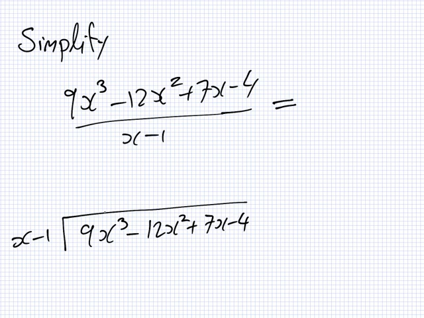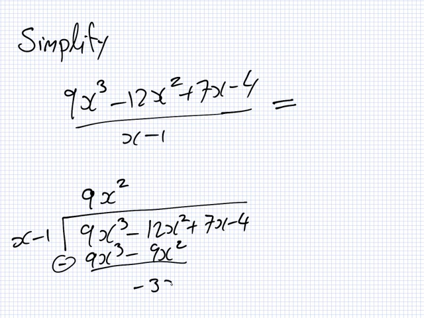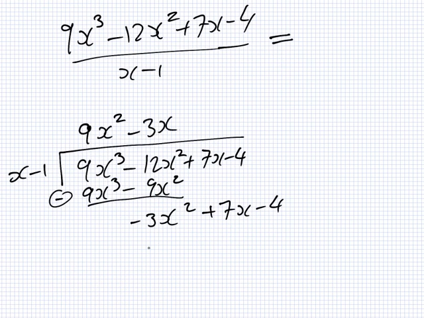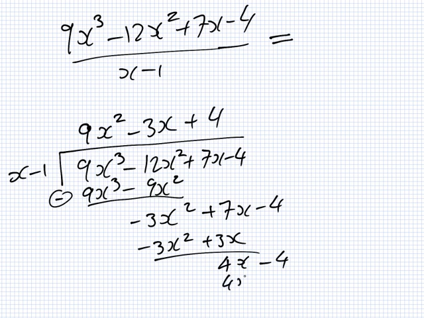Let's check. So firstly, 9x squared. That makes 9x cubed minus 9x squared. When I subtract, I'm left with minus 3x squared. I carry the 7 and the 4 down. What's the next one then? Minus 3x. Minus 3x squared plus 3x. Subtract and I'm left with 4x. Carry 4. Last one, 4. 4x minus 4, 0. So what's the answer here? 9x squared minus 3x plus 4.